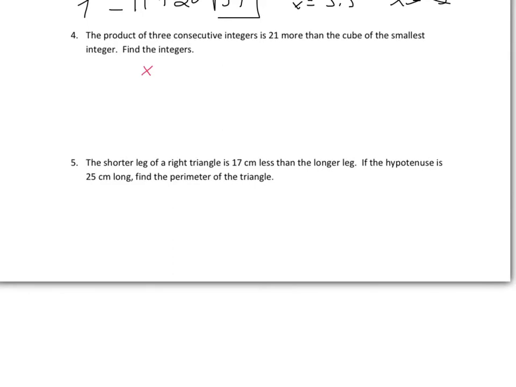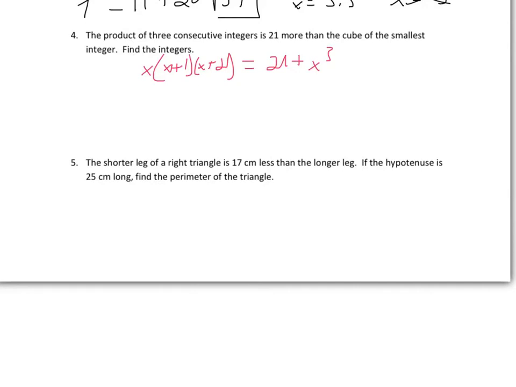All right, they're consecutive integers, one right after the other. The product of them means that we have to multiply them together. So x plus 1 times x plus 2 equals 21 more than the cube of the smallest integer, x cubed. Find the integers. So we just need to solve this polynomial equation.